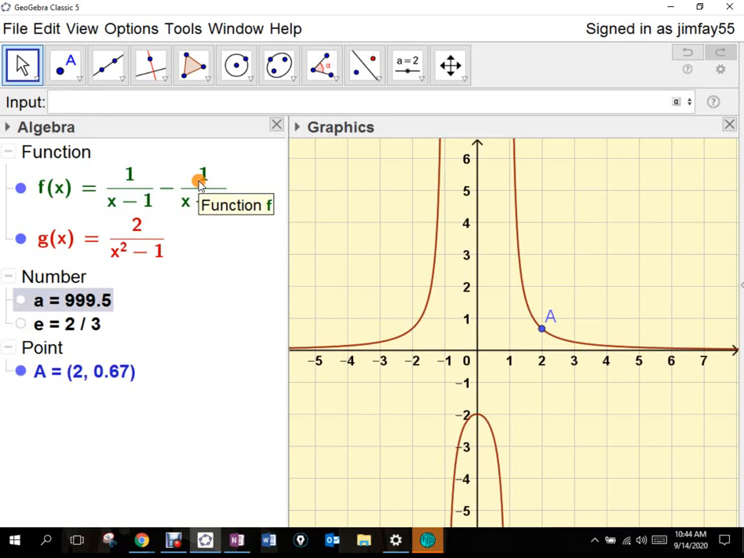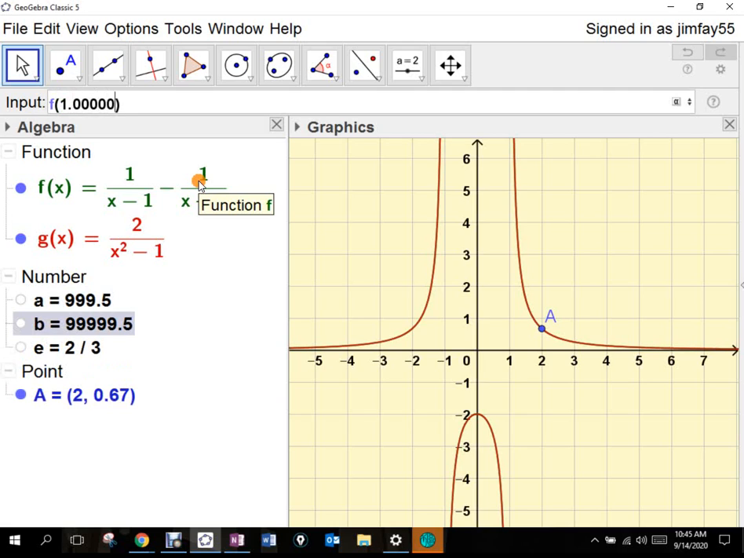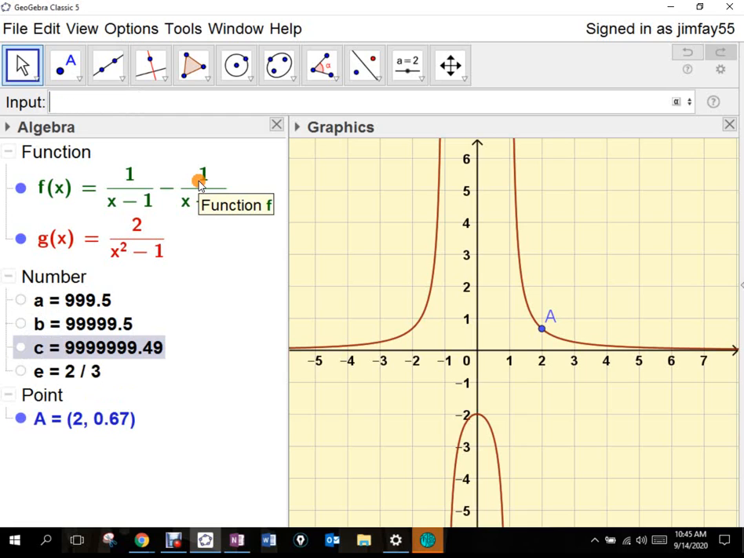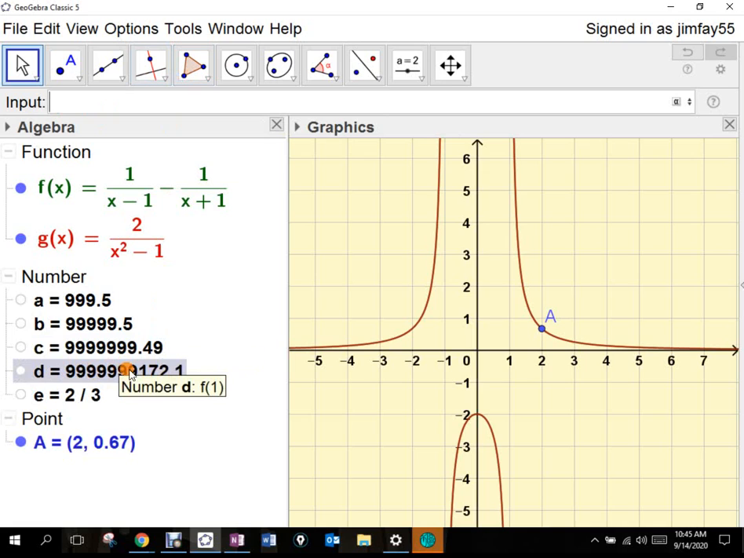So that's a pretty big number. But if I go f of 1.00001, that's much bigger, right? If I go f of 1.0000001, it's much bigger, right? So what is that one number getting closer and closer to? This number is not getting closer to infinity. That number is getting closer and closer to 1, right? And then this number is getting closer and closer to infinity, right?